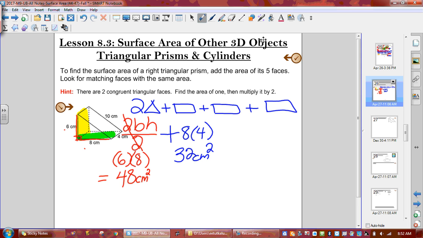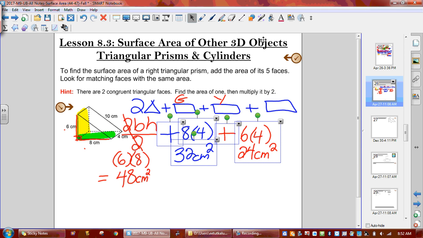Then we look at the yellow rectangle. So this is the green rectangle, this is the yellow rectangle. So the yellow rectangle is going to have 6 by 4, so 6 times 4, to give us 24 centimeters squared. It's a little bit smaller.